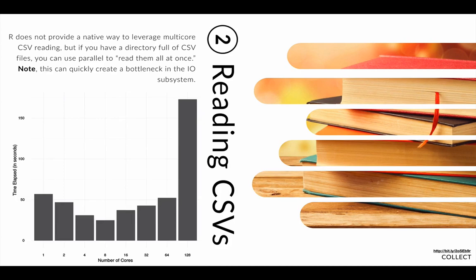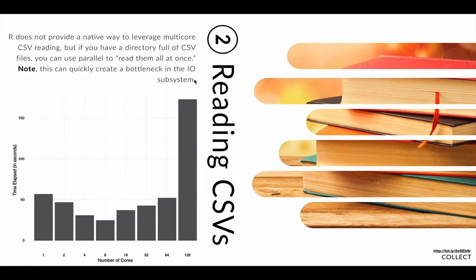Similarly, although R does not provide a native way to leverage multicore CSV reading, if you do have a directory full of CSV files, you can use Parallel and mclapply to read them all at once. This, however, is not a clear-cut performance gain. Going up to 8 cores worked really well in my benchmark, and I was able to get a pretty linear speedup. But once I went over 8 cores, I actually got slower and slower performance.